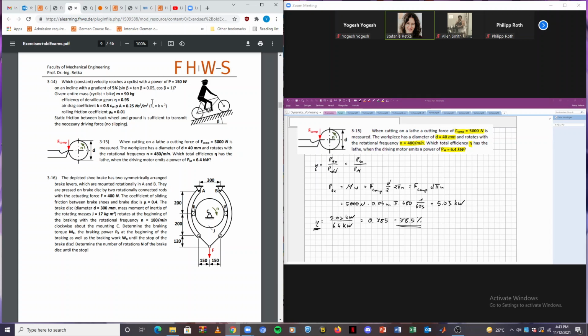So that's quite a simple example, of course, to start with. The relevant values are all given. We simply have to insert them into the correct equation and find the efficiency of the machine. Now, let's have a look at the second example, exercise 314.